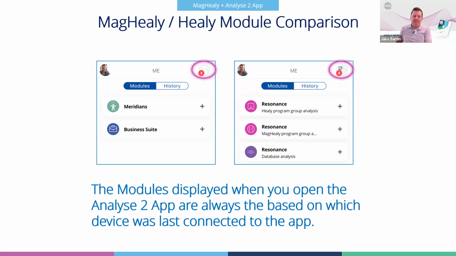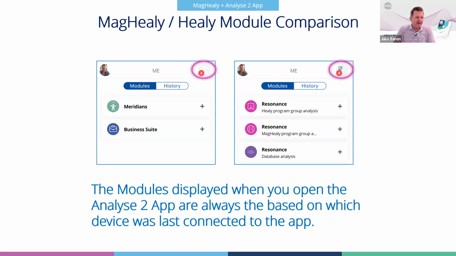So if you were last using your MagHealy and you open up the Analyse 2 app again, and you're like, well, where are all my Healy modules? Just know you have to connect to your Healy device in order for those modules to appear, the ones you want to use with your Healy. So once you get the hang of it, maybe you get stuck the first time, but once you realize what you need to do and where to go, it's a pretty simple process after that.